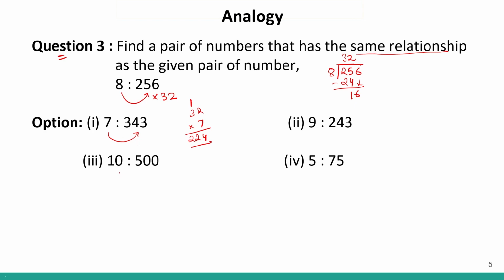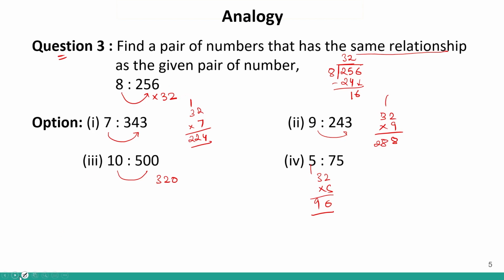So not the same logic. Over here it will be 320. So not the same logic. 32 into 5 will give me how much? 160. Correct? So not the same logic. And 32 into 9. So 9 2s are 18. 9 3s are 27 plus 1, 288. So not the same logic. So the logic of being multiplied by 32 does not follow.